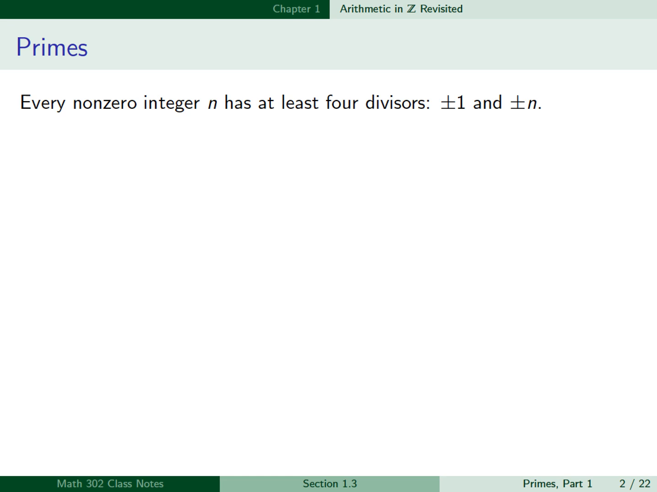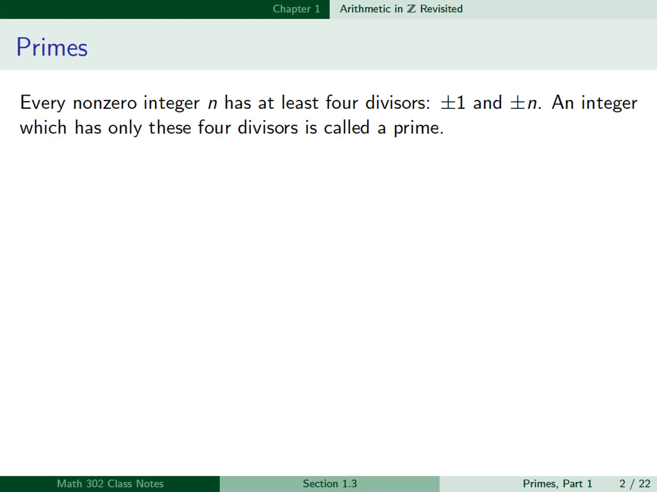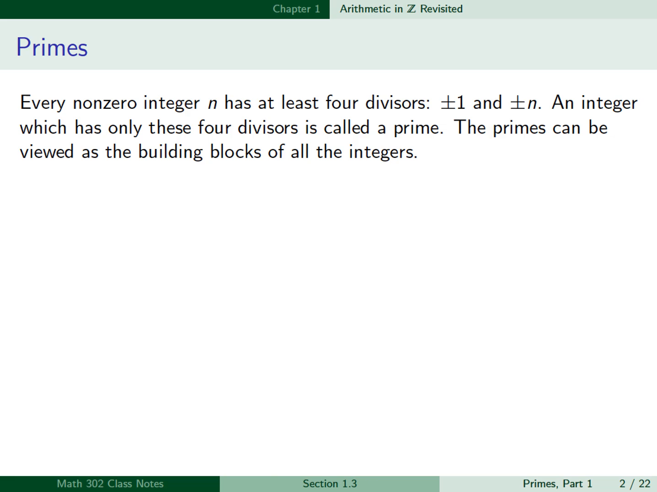Every non-zero integer n has at least 4 divisors, plus or minus 1 and plus or minus n. An integer which has only these 4 divisors is called a prime. The primes can be viewed as the building blocks of all the integers.